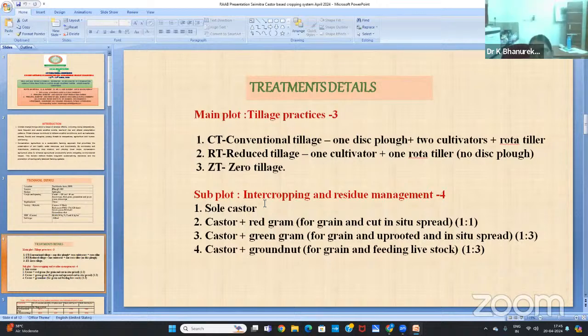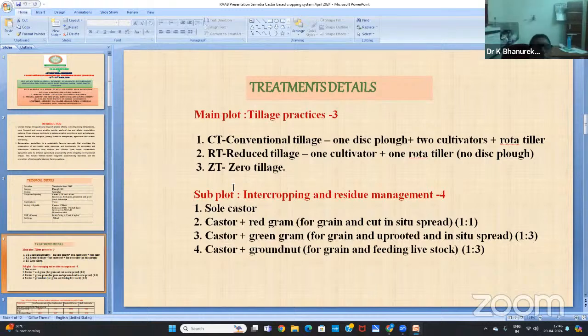So these were the three tillage operations in the main plot, and in the subplot it was intercropping systems with castor, that is sole castor, castor and red gram in 1:1 ratio. And here, whatever residue was there of the previous crop, it was spread there, and the castor plus green gram, and the previous crop was incorporated here as a mulch, and castor plus groundnut in 1:3 ratio.